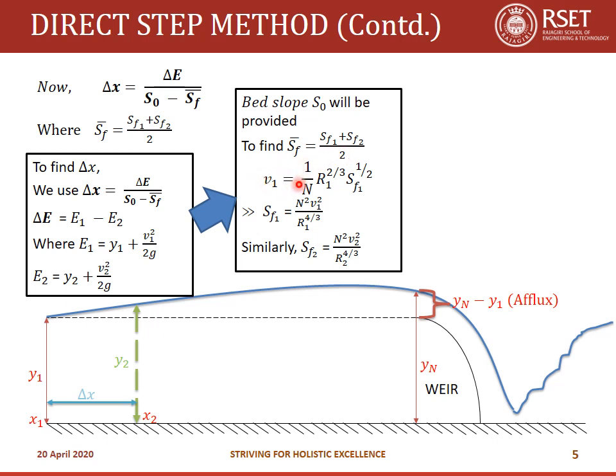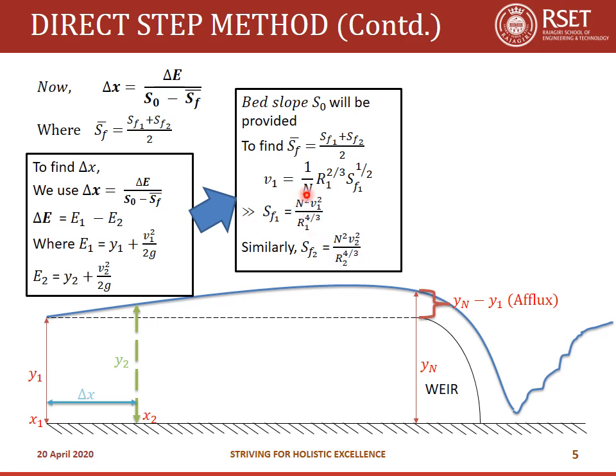Manning's equation, V is equal to 1 by n R raised to 2 by 3 Sf raised to 1 by 2. I've given subscripts. So corresponding to the velocity at section 1, V1 is given by 1 by n R1 raised to 2 by 3 Sf1 raised to 1 by 2. On rearranging, I'll get Sf1 is equal to n squared V1 squared divided by R1 raised to 4 by 3. And similarly, Sf2 would be the energy line slope corresponding to the depth y2, which would be n squared V2 squared divided by R2 raised to 4 by 3.